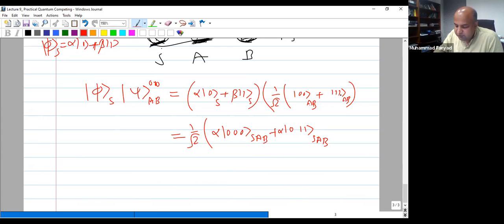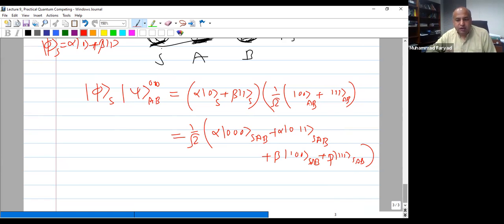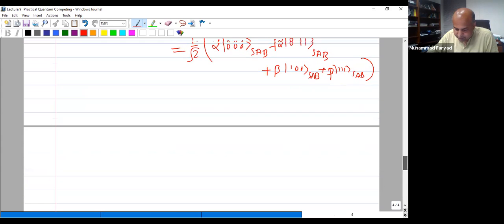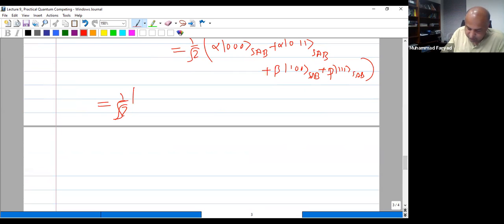So this alpha 0 multiplies with 1, 1. So I get alpha 0, 1, 1. And then this beta 1 multiplies with 0, 0. So I get beta 1, 0, 0 SAB. And then beta 1 multiplies with 1, 1. So I get beta 1, 1, 1 SAB. So this is what we get after we carry out this multiplication. Let me write it over here again, because I will need to write it down. So alpha 0, 0, 0 plus alpha 0, 1, 1 plus beta 1, 0, 0 plus beta 1, 1, 1.